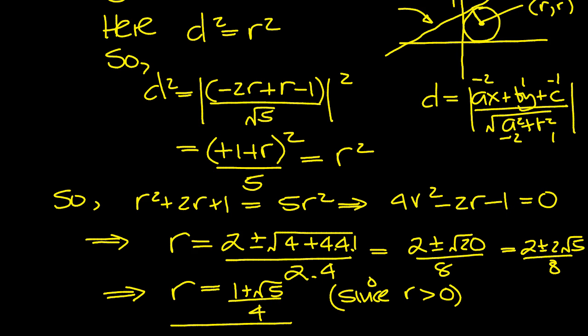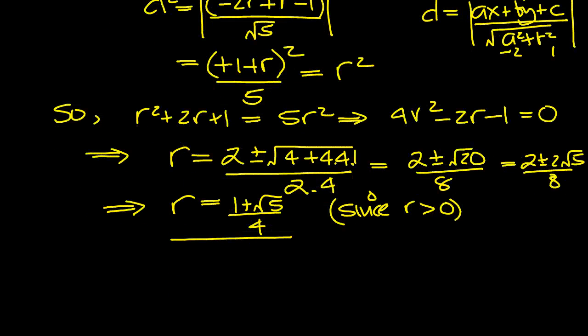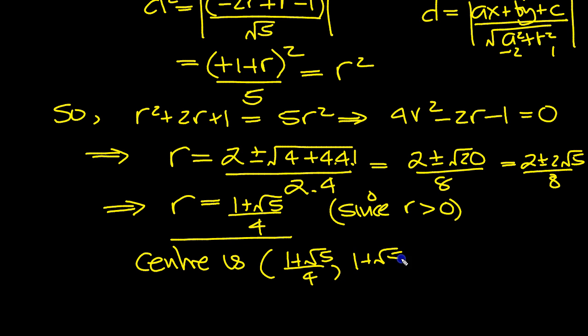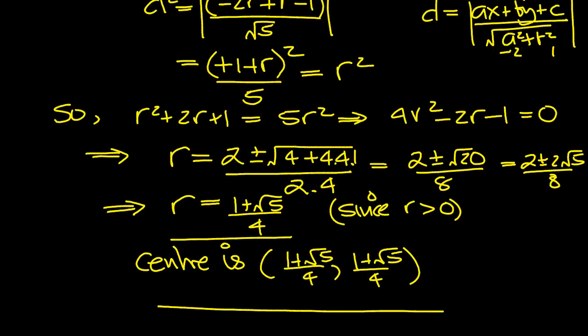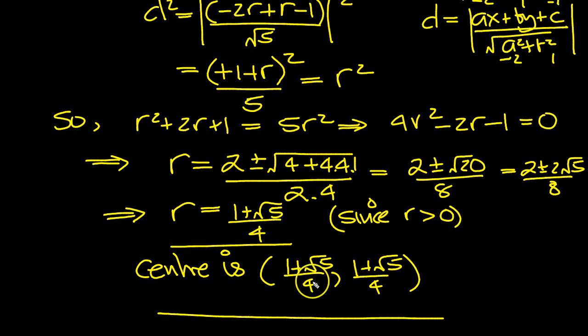Now we know the centre is (r, r), so the centre is (1 plus root 5 over 4, 1 plus root 5 over 4). So we've found the circle C, we can write down the equation, but we've got its centre and its radius. So let's look back. Yep, find C. I think that's what we've done there. So we've found its centre and its radius.